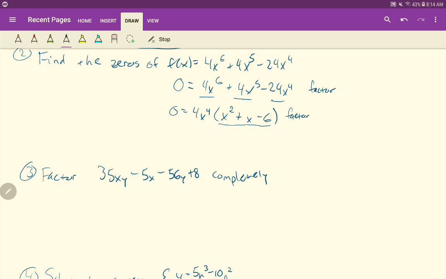I need 2 numbers that multiply to make negative 6 and add to make 1. So 2 numbers that multiply negative 6 and add to make 1. What do you guys think? Well, those 2 numbers would be positive 3 and negative 2. And so this will factor to be 4x to the 4th, x plus 3, x minus 2. We'll then set each one of these factors equal to 0.